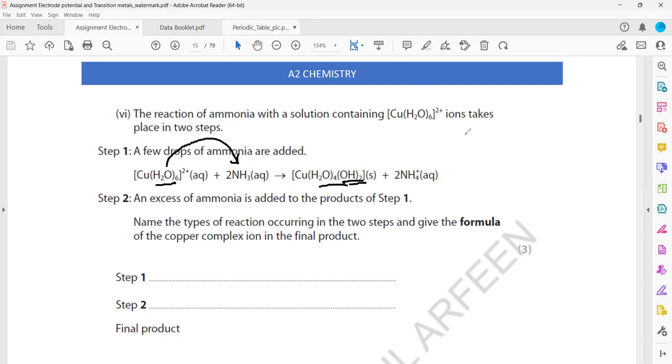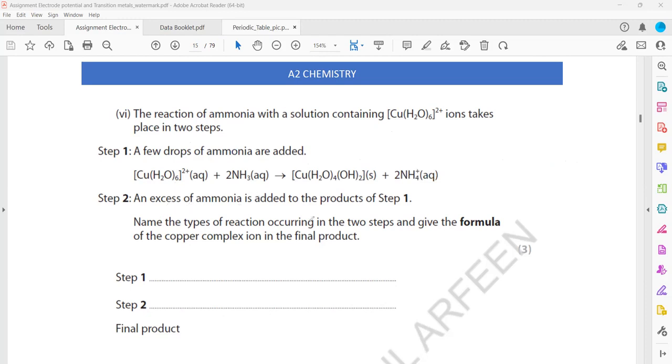We have the complex, and when we add more ammonia, this ammonia will displace both of them. So it will be Cu(NH3)6, and the charge will be +2. So the first reaction was acid-base, and further adding an excess, it will be a ligand exchange.